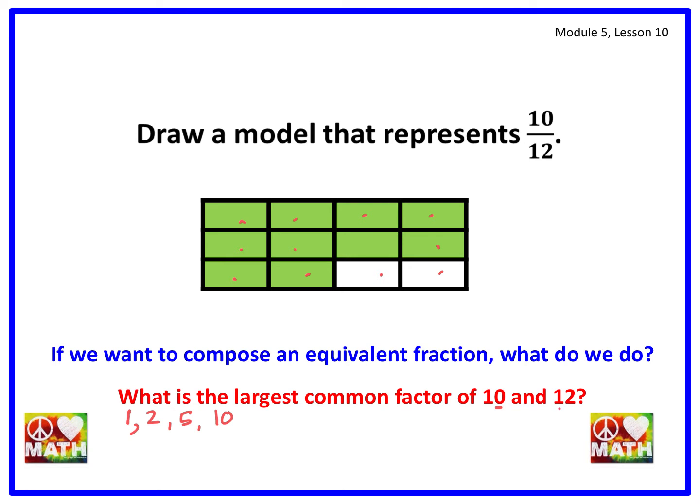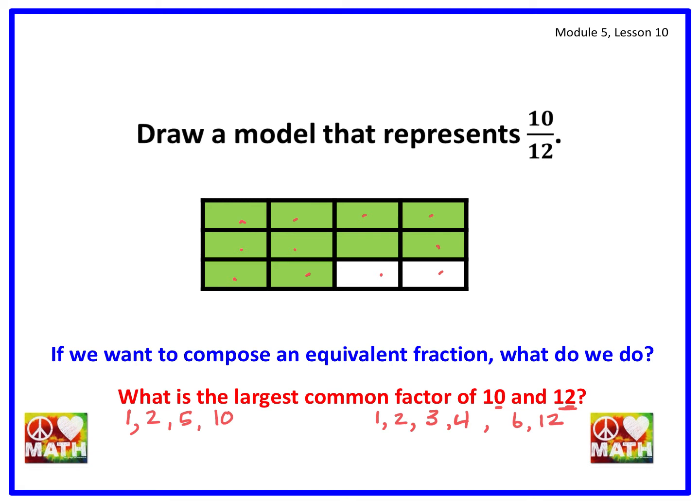Now I'm going to look at my factors of 12. Again, I know 1 is a factor. I know 12 is a factor because 1 times 12 is 12. I know that 2 is a factor because it ends in an even number, so 2 times 6, those are factors. I also know that 3 is a factor because 3 times 4 equals 12. So my factors of 12 are 1, 2, 3, 4, 6, and 12.